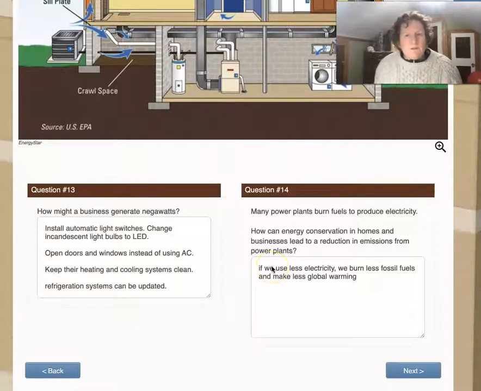The less electricity that we need, the fewer power plants we need to have, the less fossil fuels we burn, and that makes less CO2, which accelerates climate change. So if you use less electricity and everybody else does the same, we'll cut down on the amount of greenhouse gases we put out.